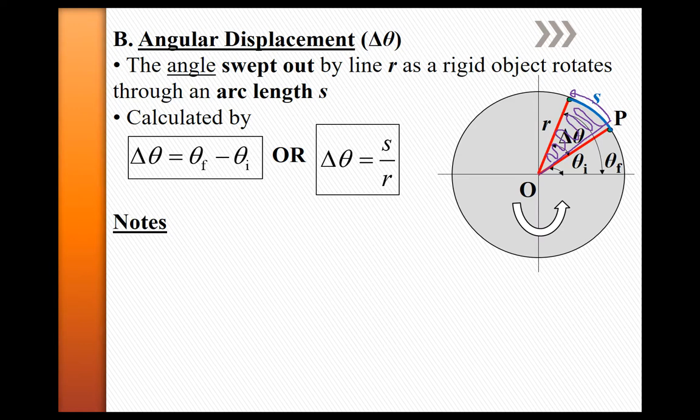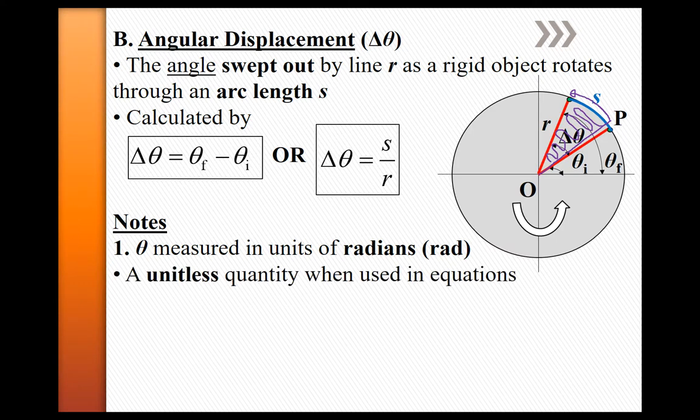A few notes about this. 1. Theta is measured in a unit that is referred to as a radian. When you start to get into angles in higher mathematics courses, like I believe Math 20-1 or 30-1, you're going to start to look at angles being expressed in a unit called a radian as opposed to a degree. So what's the connection between a radian and a degree? Well, first of all, when we use theta in equations, it's going to be just simply a unitless quantity.